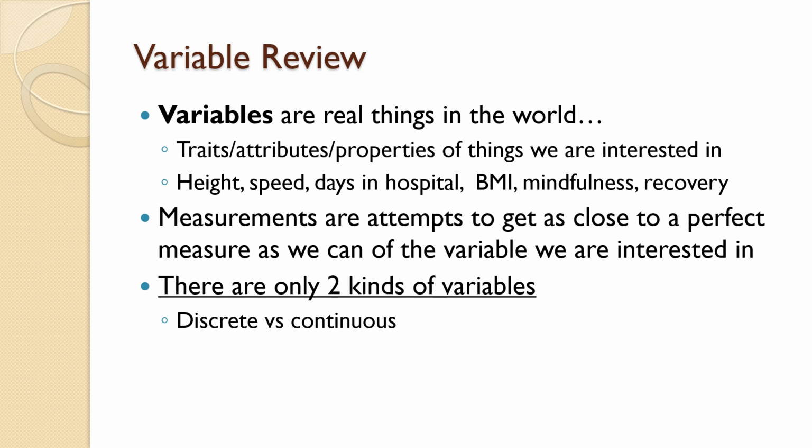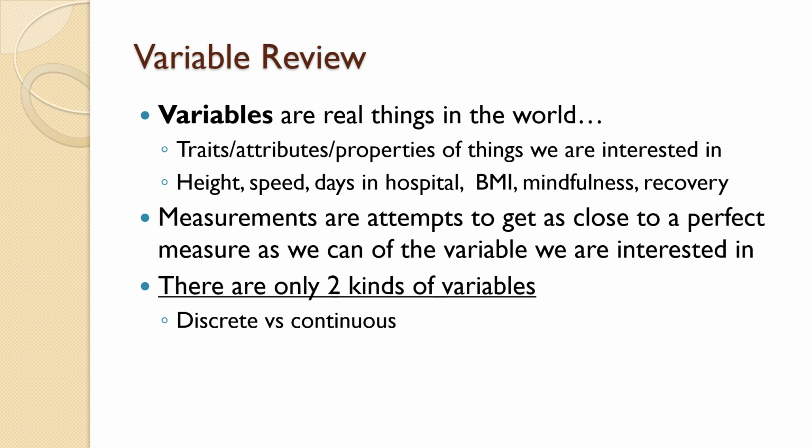So I'll just remind you that from the realist perspective, and some of this creeps into teaching in the social sciences, when we talk about what kinds of variables there are. As a realist, we say the variables are the real things that we're interested in, right? They're the traits or attributes or properties of the things we're interested in, these concepts, in our case, mindfulness and recovery, but also things like speed or days in the hospital or BMI.